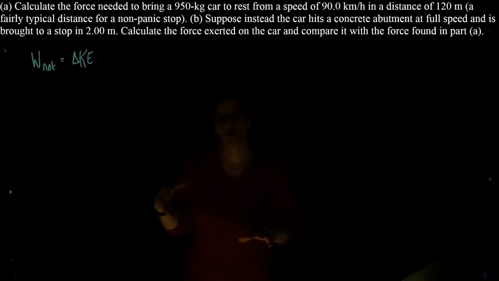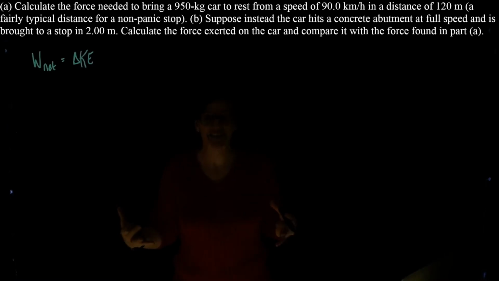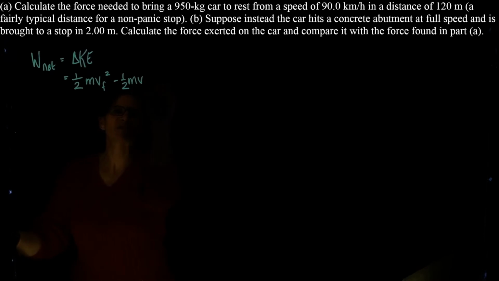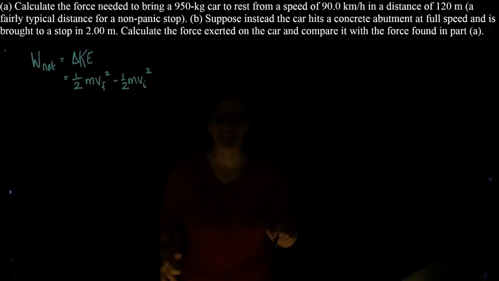And so we want to know what that total force is acting on the car in this case, so we can look at the work done by that total force, whatever is the source of it. The change in kinetic energy, remember, is 1/2 m v final squared minus 1/2 m v initial squared. So our difference between our initial and our final kinetic energy.